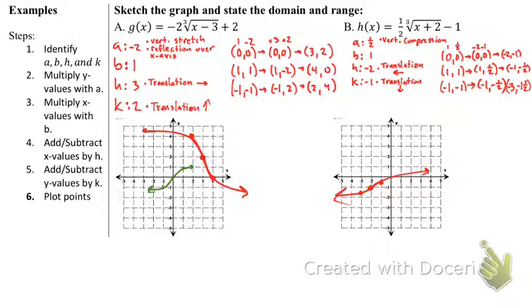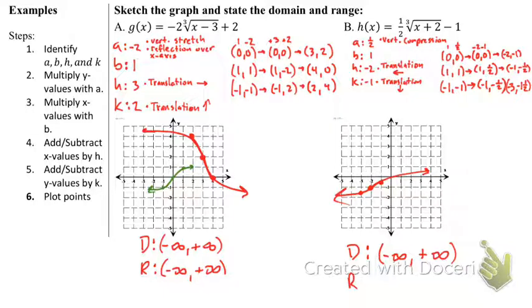Domain and range wise, the domain is how wide do we go for this guy. So our red graph goes from negative infinity to positive infinity. Our range is how tall my graph is, so how low does it go? It goes from negative infinity to positive infinity. And then over here, the domain, how wide is it? It goes from negative infinity to positive infinity, because it keeps going. And then our range, how low does it go? Negative infinity to positive infinity. All right.